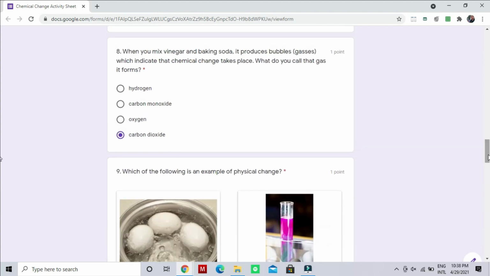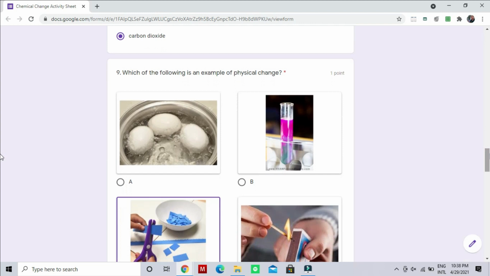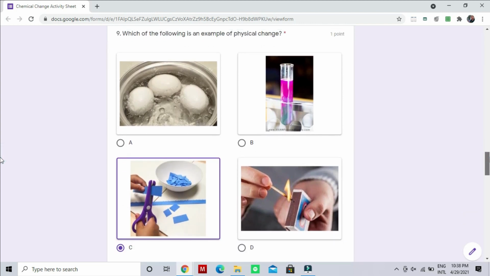Question number 8. When you mix vinegar and baking soda, it produces bubbles or gases, which indicate that chemical change takes place. What do you call that gas it forms? The correct answer is carbon dioxide. Question number 9. Which of the following is an example of physical change? The correct answer is letter C, cutting of papers.